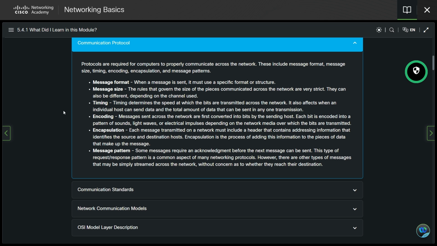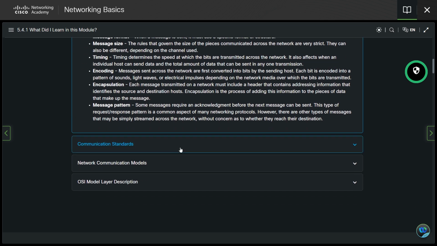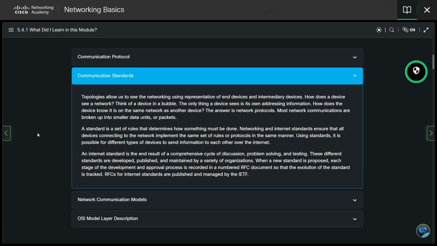And message patterns. Some messages require an acknowledgement before the next message can be sent. This type of request-response pattern is a common aspect of many network protocols. However, there are other types of messages that might be simply streamed across the network without concern as to whether they reach their destination.